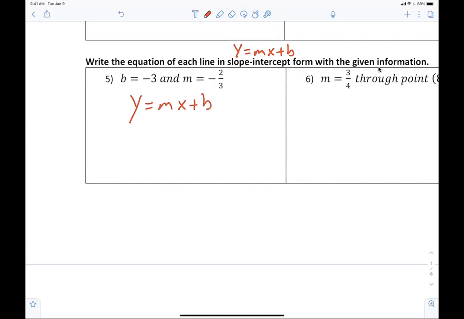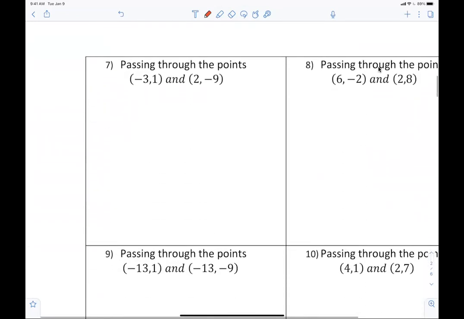Now you're just plugging in. What's m? And what's b? And that's all there was to it. Do you agree with me? Okay, here we go. Let's check out number 6.